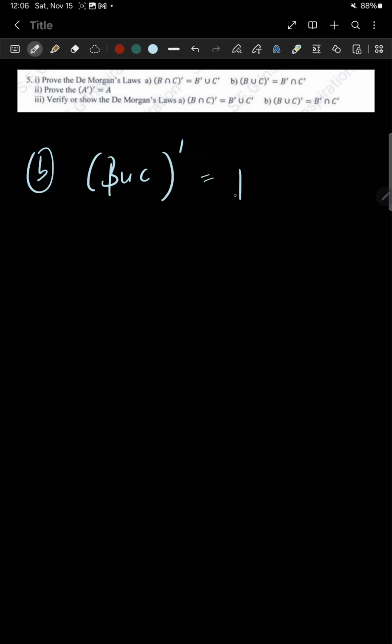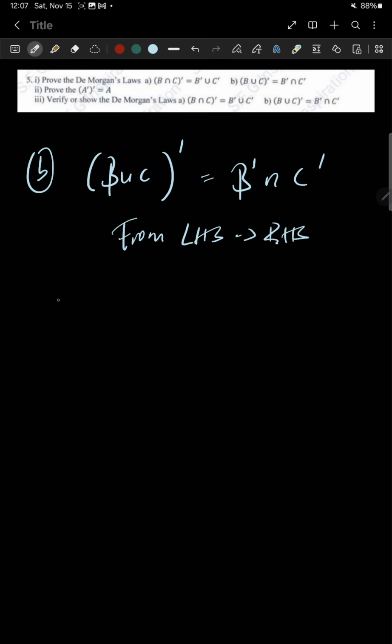So let's do part 2 of De Morgan's laws. We have part B, which is B union C complement is equal to B complement intersection C complement. As we said, we're going to move from left to right, from the left hand side to the right hand side.